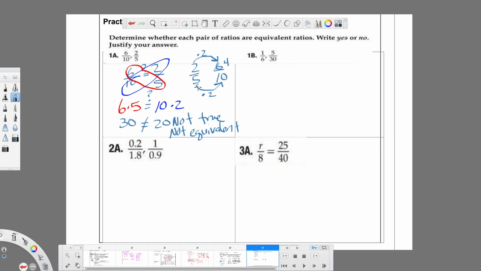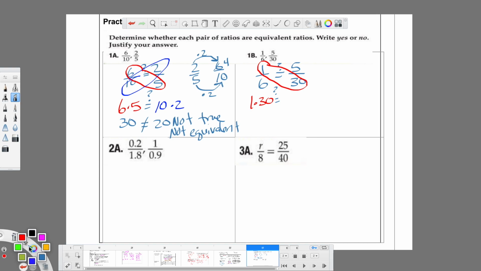Or if I started with the top, I'd have to multiply by 3 to get to 6. Well, if I multiply the bottom by 3, I'd get 15, not 10. So this is just another way to kind of look at it if you don't want to necessarily do the cross products plan. So let's look at the next one. I'll do kind of both methods again so you can see it. 1/6 equals question mark over 30. And I'm going to throw my equal sign here with a question mark, so I already have it there. And then I'll do my color coding here. So 1 and 30. 1 times 30.